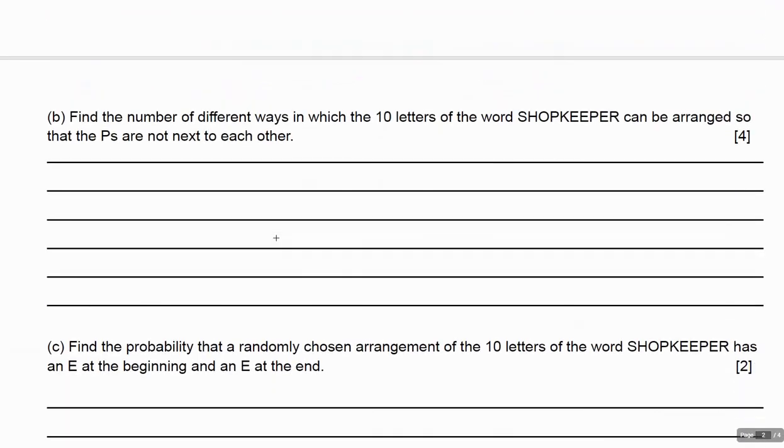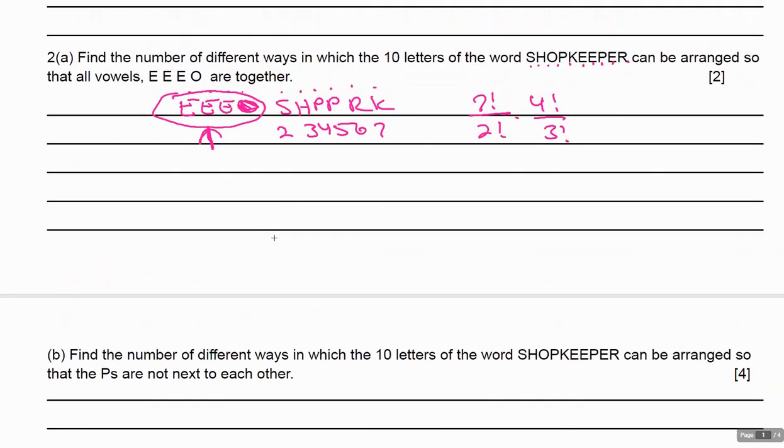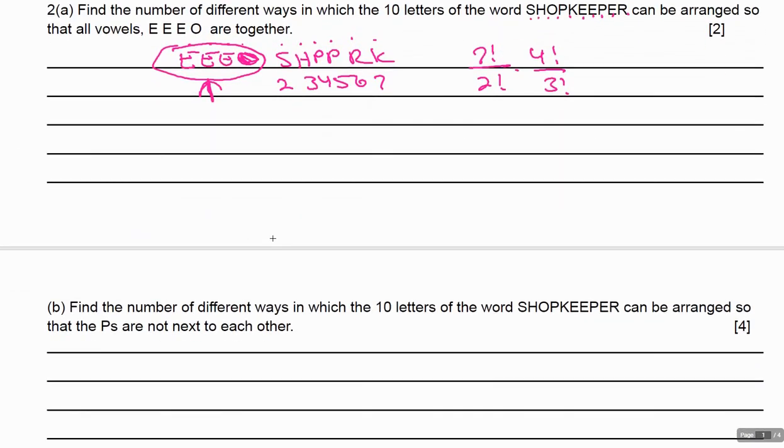All right, so now in B, what's it say? It wants to find the number of different ways in which the 10 letters of the word shopkeeper can be arranged so that the P's are not next to each other. All right, so once again, the P's are not next to each other. So what are the non-P letters? S, H, O, K, and the 3 E's, and then R. And then I've got PP, right?